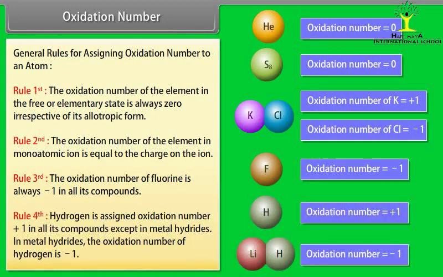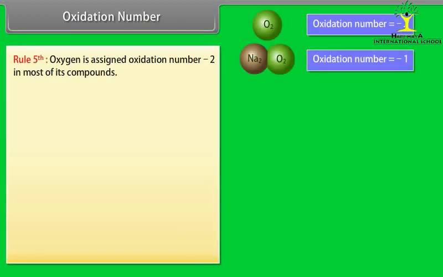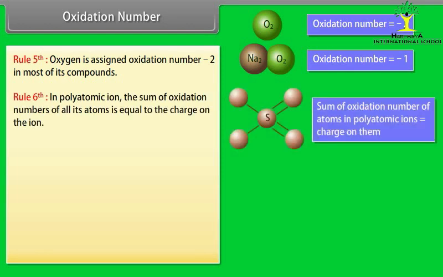Rule fourth. Hydrogen is assigned oxidation number +1 in all its compounds except in metal hydrides. In metal hydrides, the oxidation number of hydrogen is -1. Rule fifth. Oxygen is assigned oxidation number -2 in most of its compounds. Rule sixth. In polyatomic ion, the sum of oxidation numbers of all its atoms is equal to the charge on the ion.